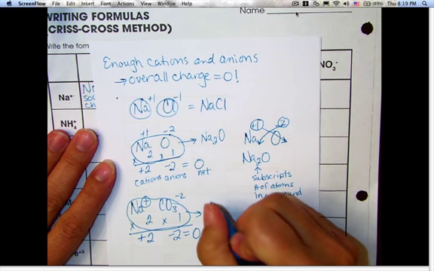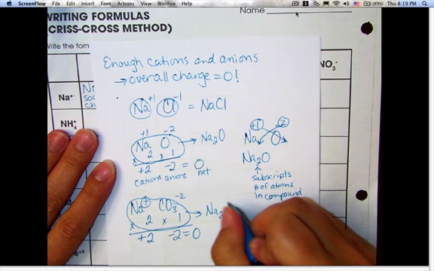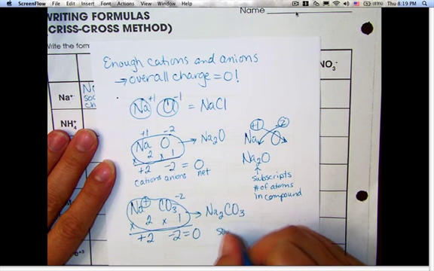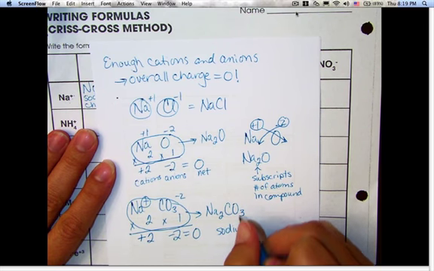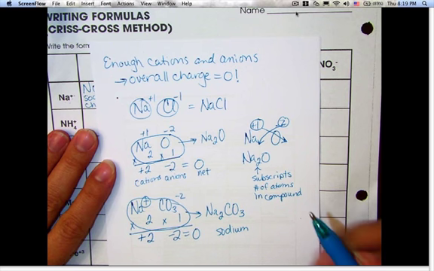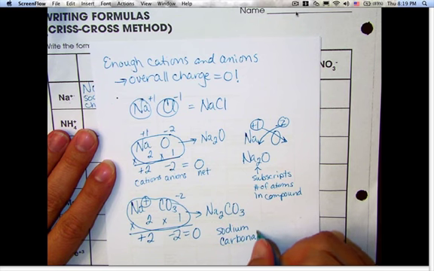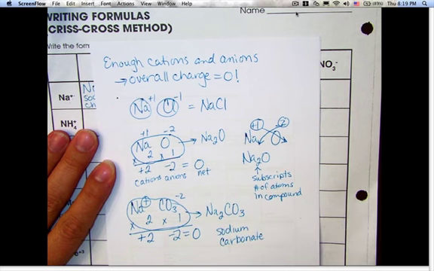So it becomes Na2CO3. And then its name is sodium... What's CO3? Did you memorize that? You're supposed to. Sodium carbonate. And that's how that goes together.